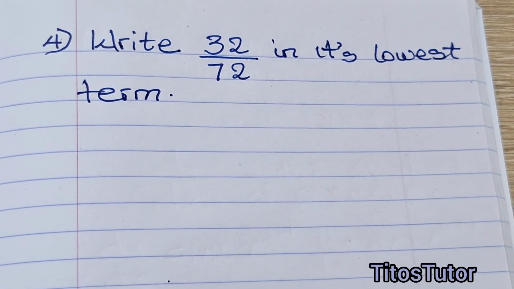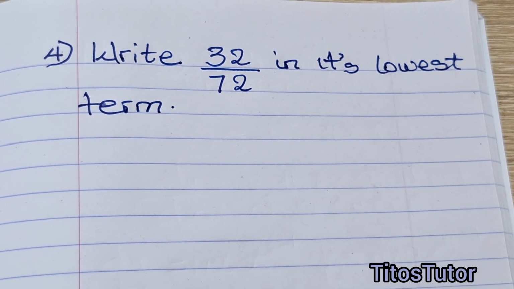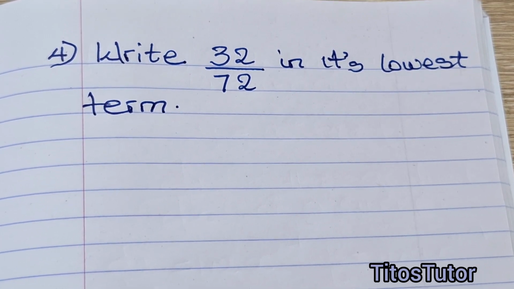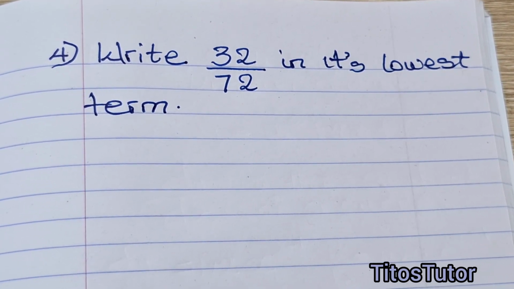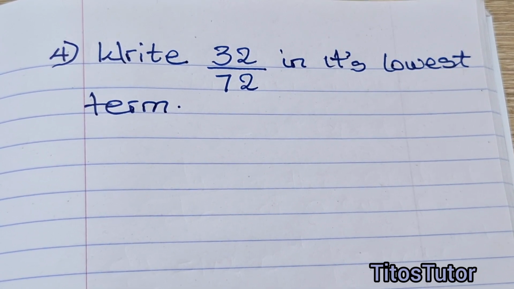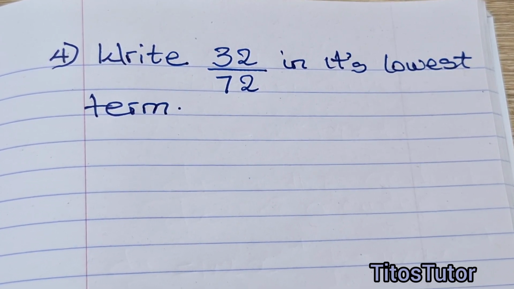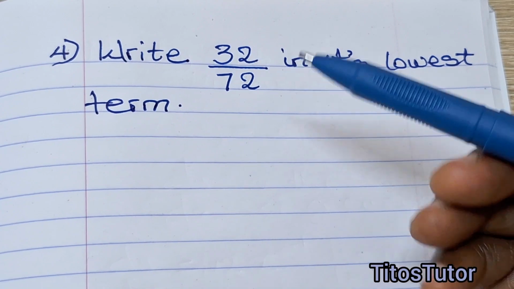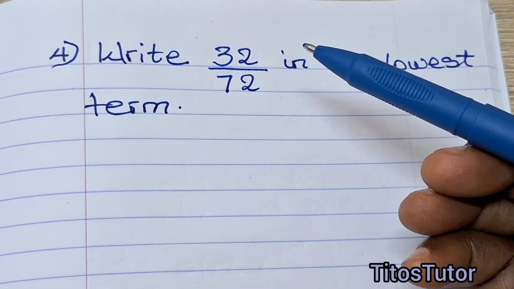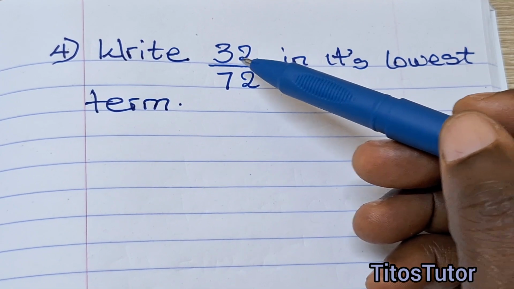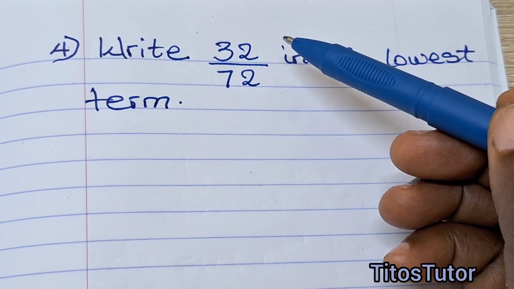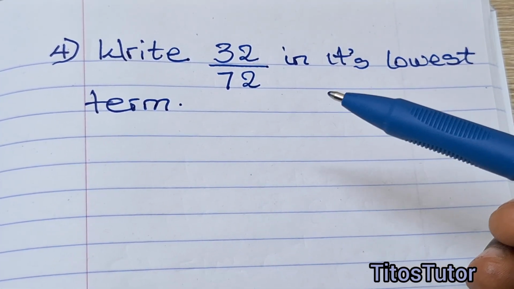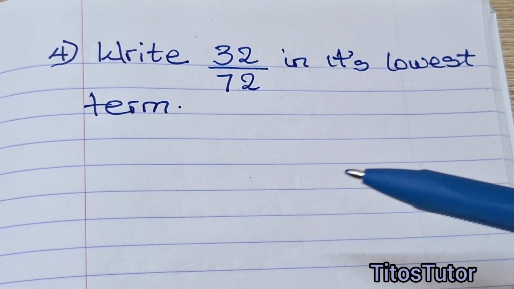All right, here's our fourth question, and it says, write 32 over 72 in its lowest term. It means you should reduce it. So whenever you're reducing a big fraction to its lowest term, you find a common factor of the two numbers. So in this case, this is 32, this is 72. I know that 32 is a multiple of 8, 72 is also a multiple of 8. If you don't, you can also say 32 is an even number, so I can divide by 2. 72 is an even number, so I can divide by 2. You can keep reducing by 2 or by 3 or by 4 till you get to the lowest term.